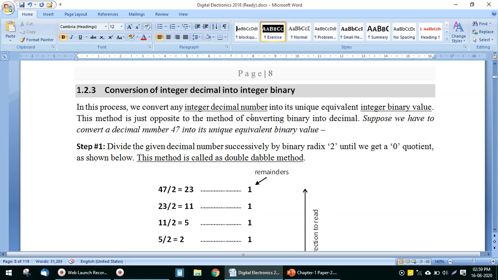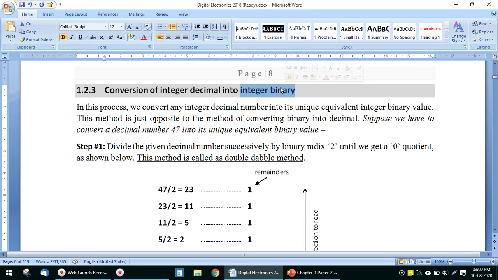Then we come to the next point, that is conversion of integer decimal into integer binary. Now we are doing the reverse process. First, we saw how to convert the binary number into its unique equivalent decimal value. Now we shall see how to convert the given decimal value into its unique equivalent binary value.